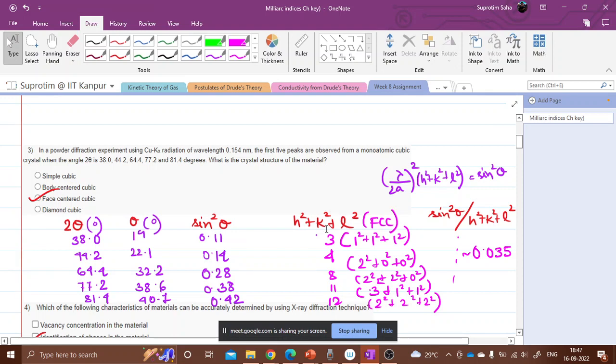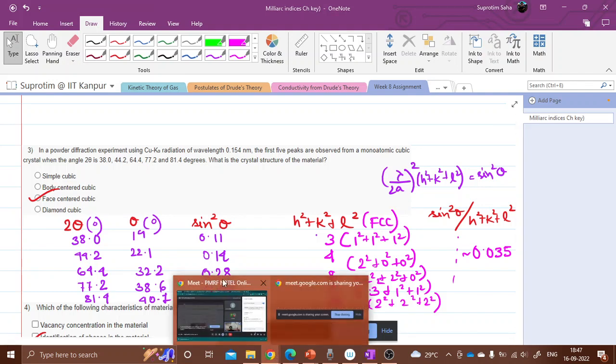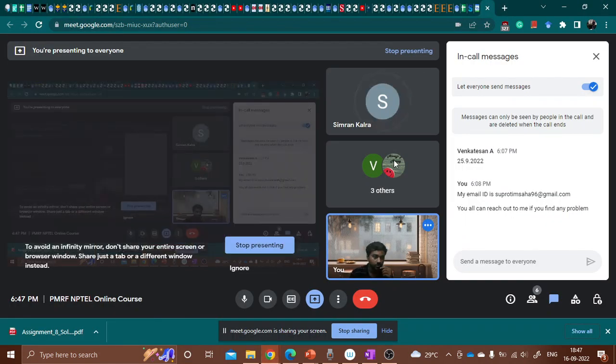For simple cubic, it would be 1 2 3 4 5, because all the planes are allowed. Are you getting my point? If not, I'll explain again. You're getting my point, right?